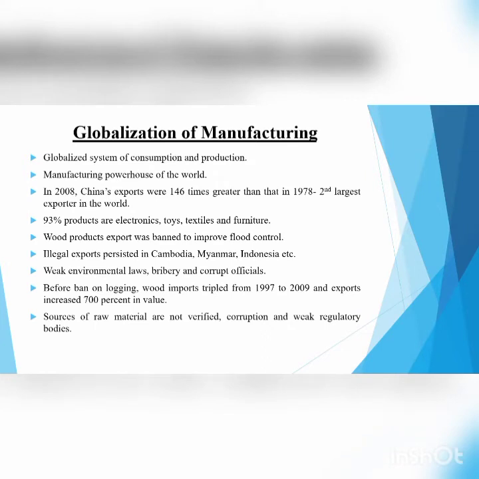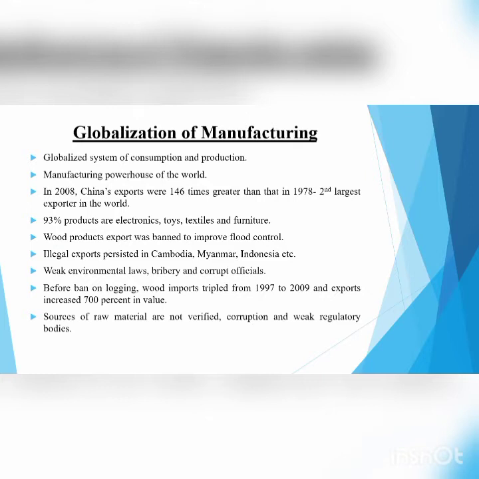Due to the globalized system of consumption and production, China became the manufacturing powerhouse of the world. In 2008 alone, China's exports were 146 times greater than in 1978, and it was considered the second largest exporter in the world, producing about 93% of products, including electronics, toys, textiles, furniture, and wood products. Wood export was also banned in order to improve flood control, which was also a risk at that time.